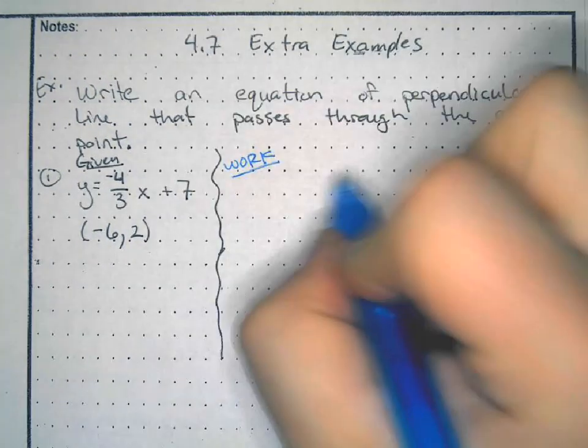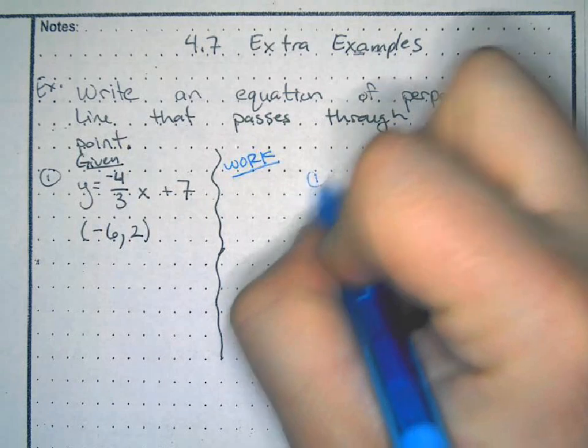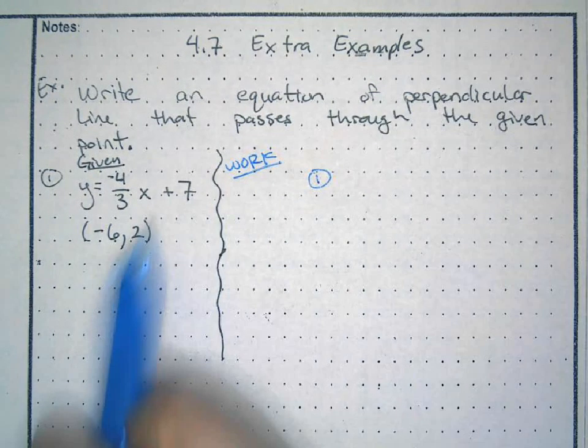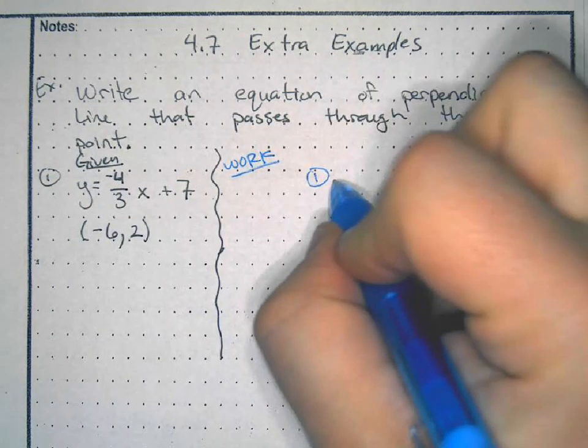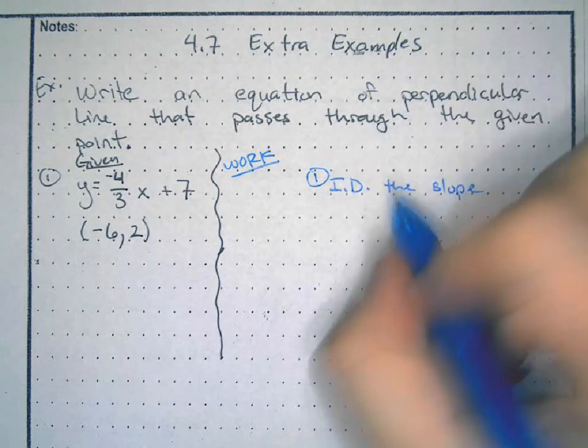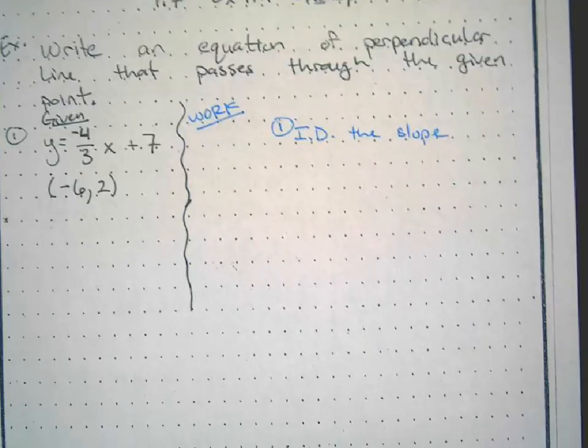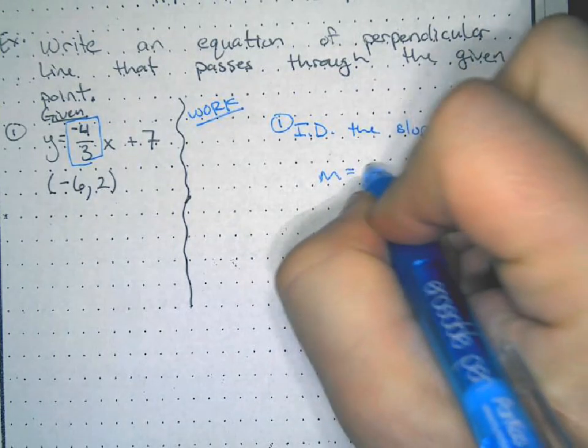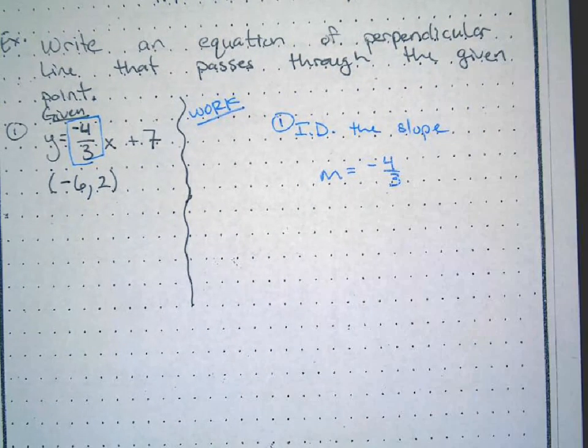So our first step is identifying the slope and finding its reciprocal. So we're identifying the slope. The slope that we're looking at is the number right next to the x. So I found that my slope is -4/3.